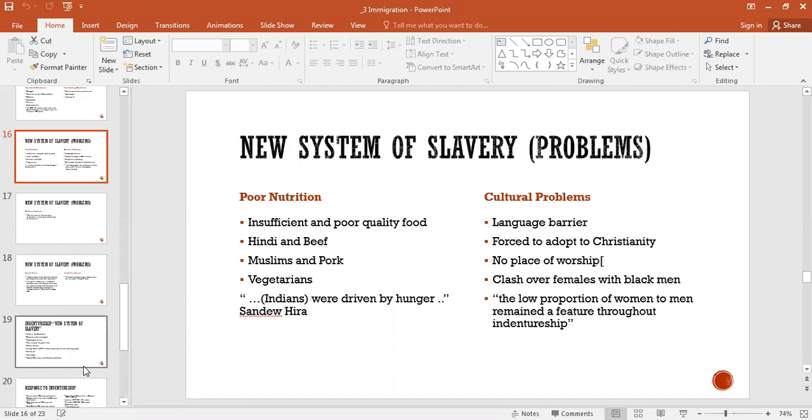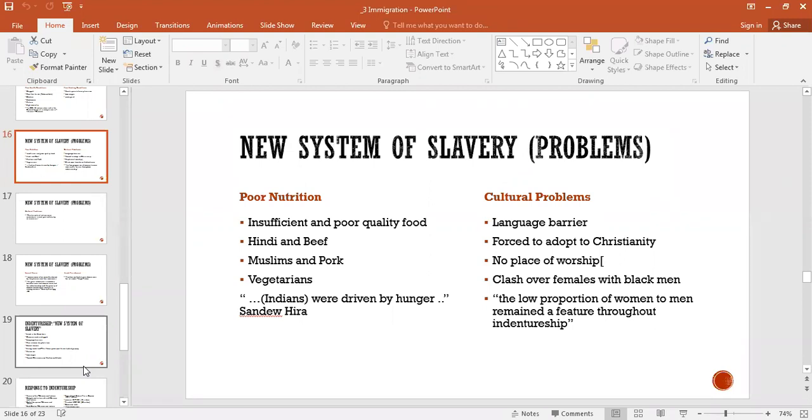Cultural barrier. They are coming as Hindu and Muslim and some Buddhism for the Chinese. And so they are going to force them to adopt Christianity. They are coming to the Caribbean, they have no form of worship, no place of worship, I should say. So that's a problem. When all the Christians have gone off to church, you as the Hindu or the Muslim or you worship Buddha, you have no place to worship. That's a cultural problem you're going to face.